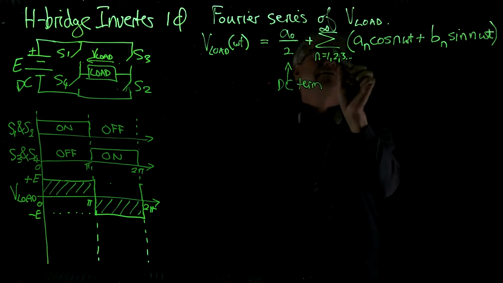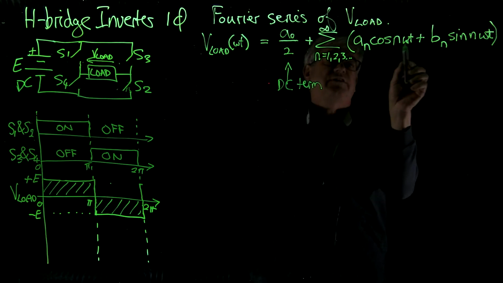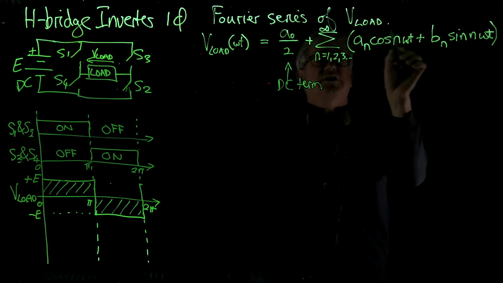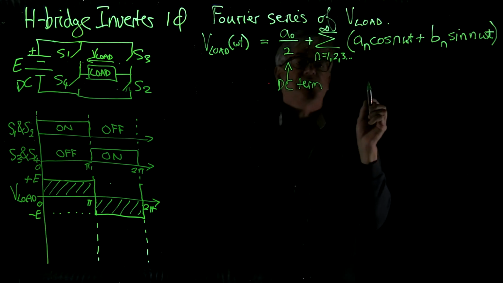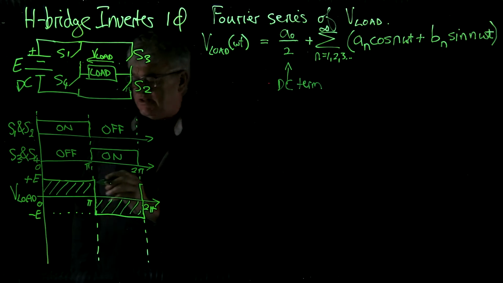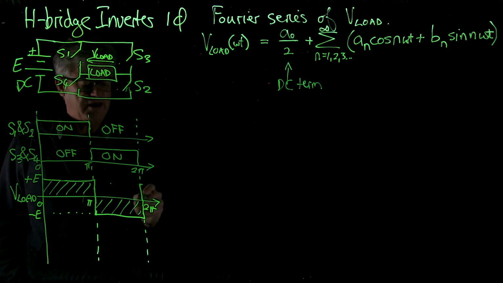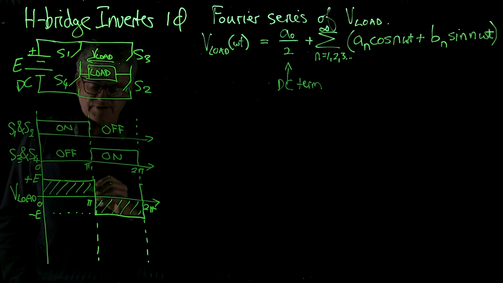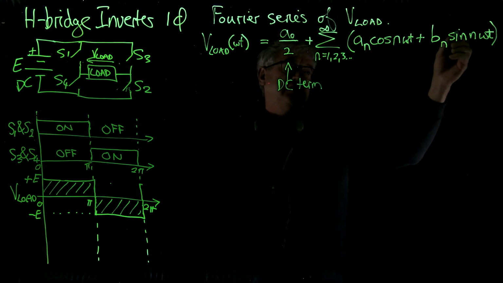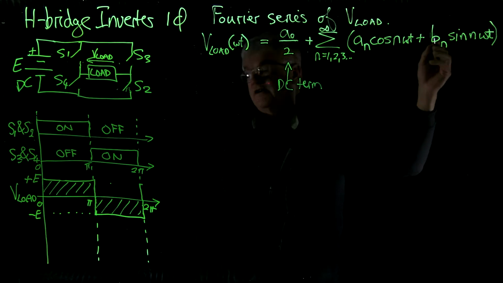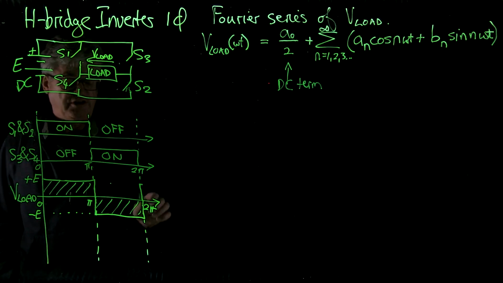When we look at the other part of the Fourier series, we see that there is a lot of cosine terms and a lot of sine terms. And if we inspect this wave shape of ours, we see that it is positive from 0 to pi, and it is negative from pi to 2 pi. That means that it is positive where a sine wave is positive, and it is negative where a sine wave is negative. Therefore, we can say that there will be sine terms in this waveform.